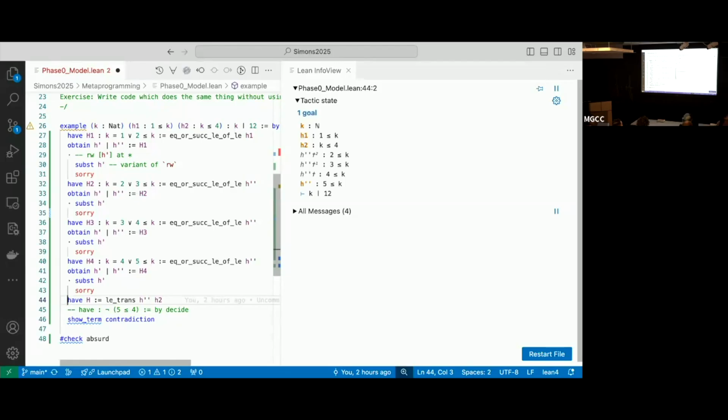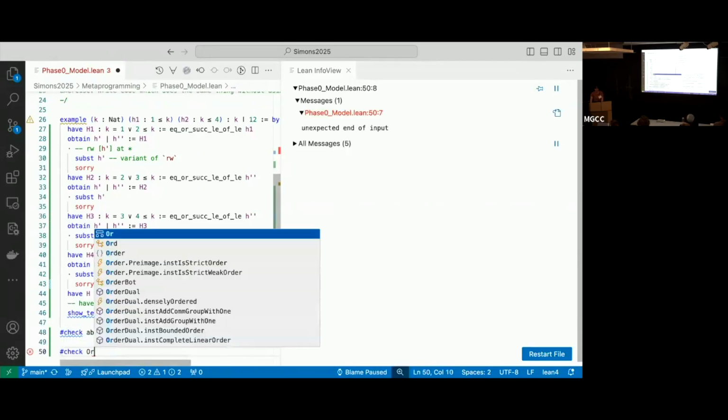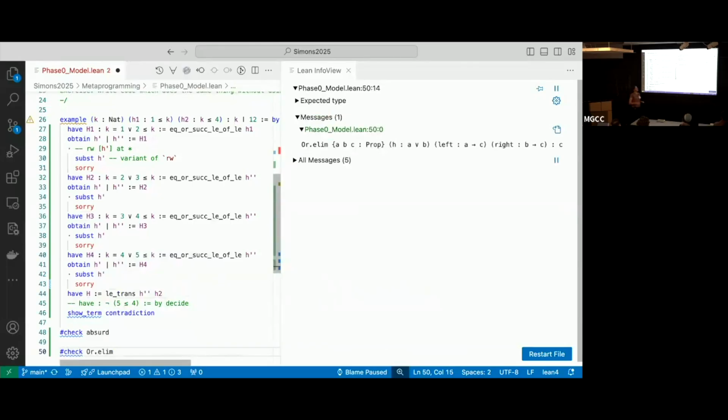In the case of obtain, there is a lemma about OR called Or.elim, which I think is what's being used by obtain. And let's check what this Or.elim does. It says, say you have three statements A, B, and C. You know A or B. You know that A implies C, and you know that B implies C. And the statement is that those three things together allow you to conclude C.